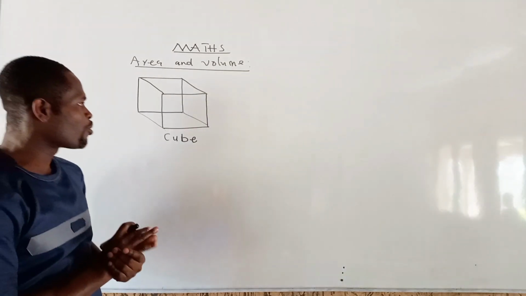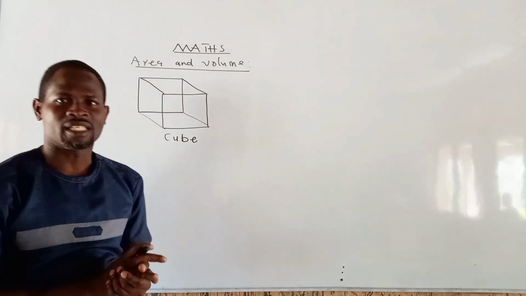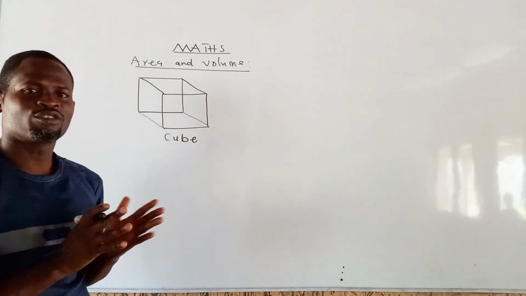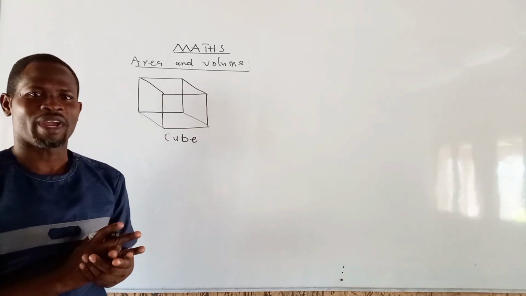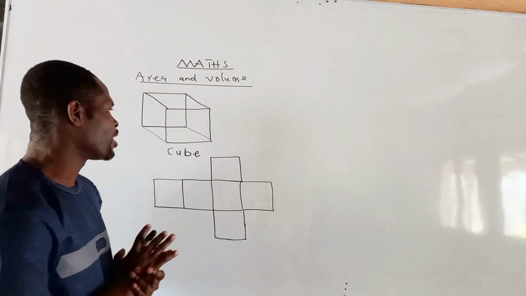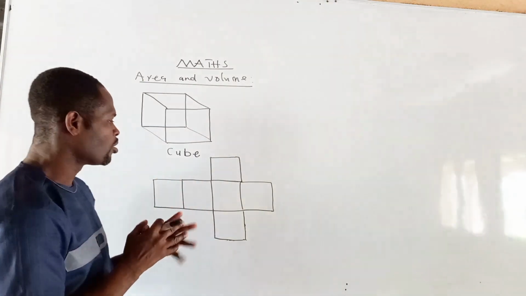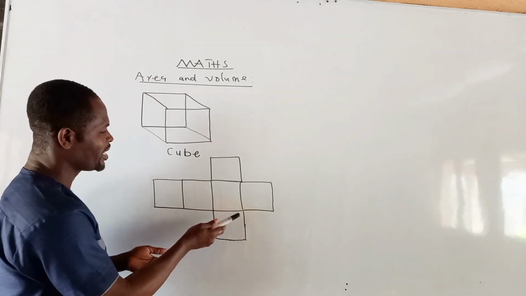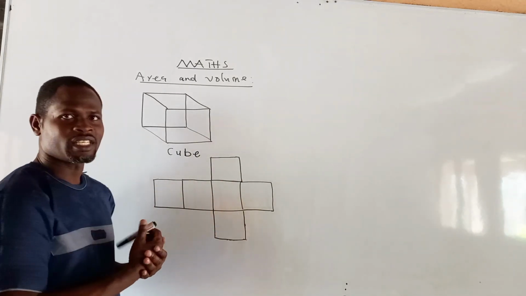Now when you look at the cube, it has 6 faces. So first we are going to draw the net of the cube and look at the faces that we have. So looking at the cube, this is the net of the cube. Looking at this net, we have 1, 2, 3, 4, 5, 6 faces.